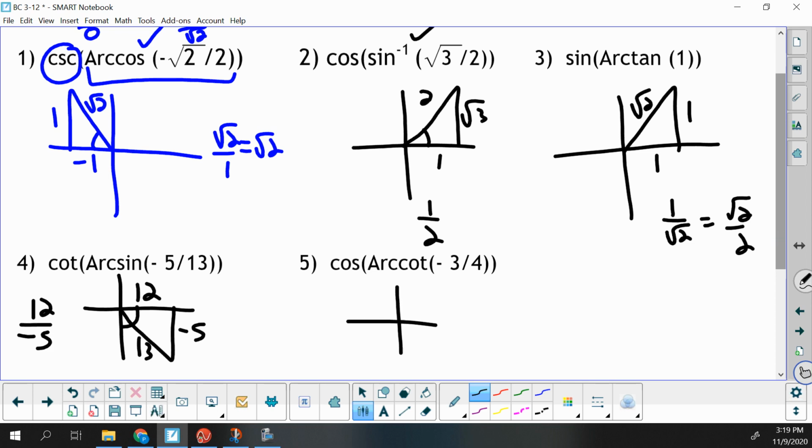And the negative cotangent quadrant is the second quadrant. Your adjacent is -3, your opposite is 4. Pythagorean theorem, or knowing your Pythagorean triples, gets us that 5. And now we want to do cos for that reference triangle, so we'd get -3/5.